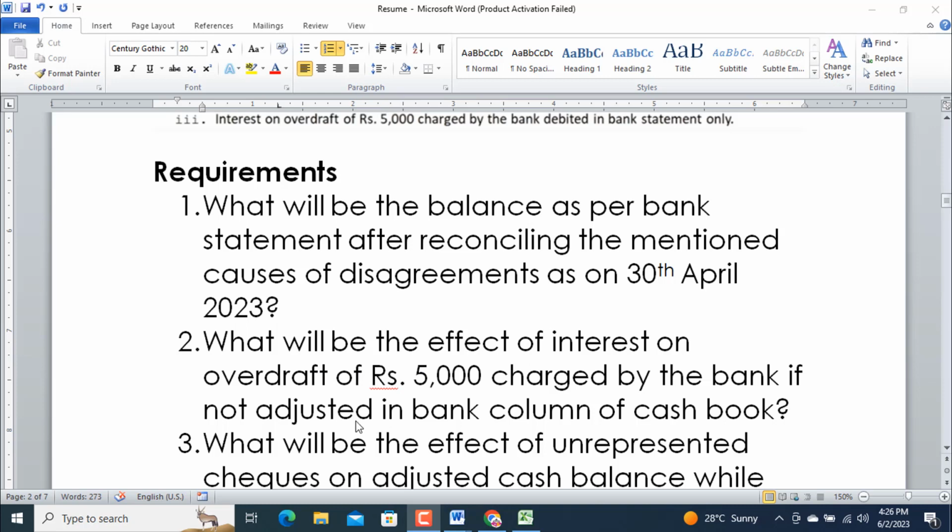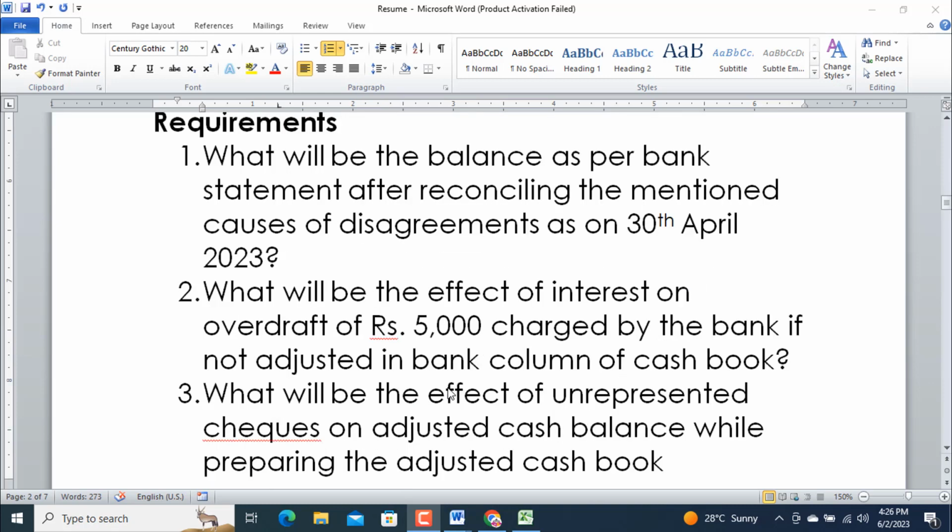What will be the effect of interest on overdraft of rupees 5,000 charged by the bank if not adjusted in the bank column of the cash book? What will be the effect of unpresented checks on adjusted cash balance while preparing the adjusted cash book? So, the second task is that if you are not going to adjust the expense of 5,000 overdraft amount, then what will be the effect on adjusted cash balance of the cash book under the column of bank? And the same concept is repeated in task number 3, where we are talking about the unpresented checks. So let's move to the solution that I have made in Excel.